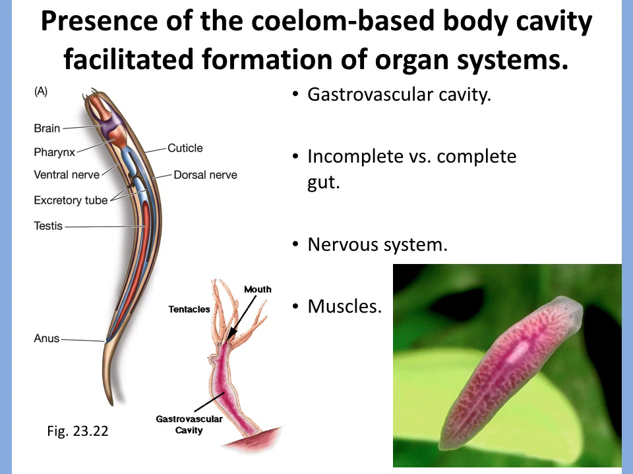Now, in the case of the coelom, one of the other things that's advantageous is it also happens along with the evolution of muscles, and that happens because the muscles are deriving from the mesoderm. Things like the nervous system, however, were present long before the evolution of mesoderm, and so we know that the nervous system was not one of the features that actually was associated with the coelom-based body cavity.